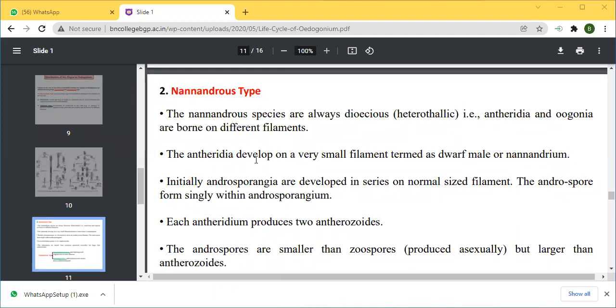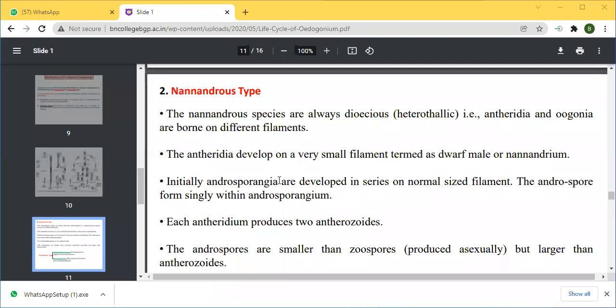Where do the antheridia develop? On a small filament. That is, a small filament, which in Telugu is called pumvamana tantuvu. That is the small filament that develops the antheridia. What is the name of the term? Dwarf male or nanandrium. This is the special character. The dwarf male you can observe only in nanandrium species.